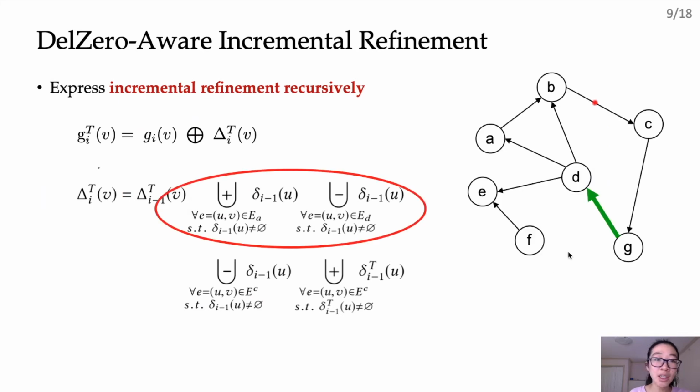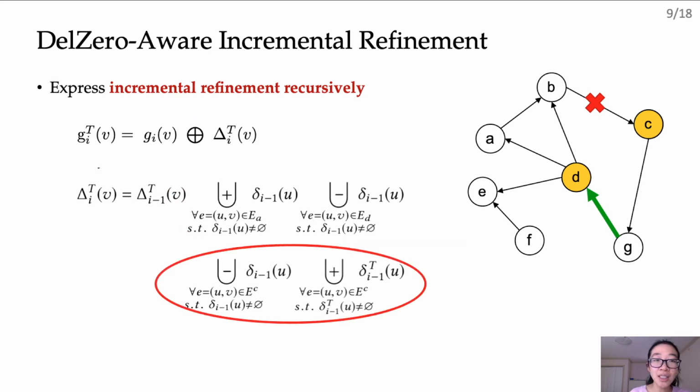So first, there are the direct changes resulting from the edge mutations. For example here, a new edge from G to D is added, so that the old change needs to be propagated from G to D. Similarly, edge B to C is deleted, so we retract the old change that was propagated before the deletion.